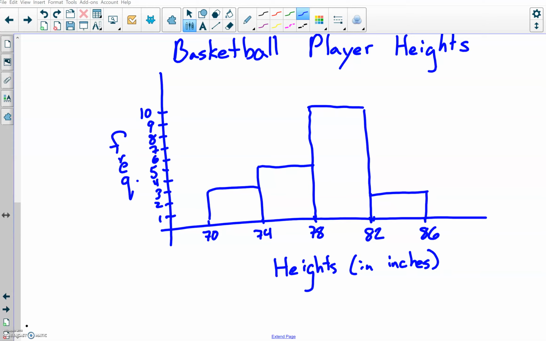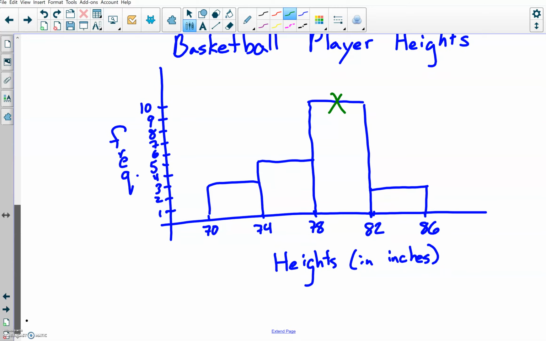And then a label down here to let people know what those numbers mean: heights in inches. And if you look at this graph, you can see that the peak is here, and there's more to the left than there is to the right. So we'd say the tail is going out to the left, so the shape of this should be skewed left.